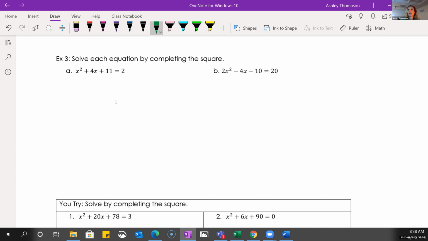So here we go. Step 1, get rid of this constant. So we're going to subtract 11 to the other side of the equation. And so that gives me x squared plus 4x plus some perfect square of my choosing. And then -11 plus 2 is -9. And I'm going to add the same perfect square to the other side.